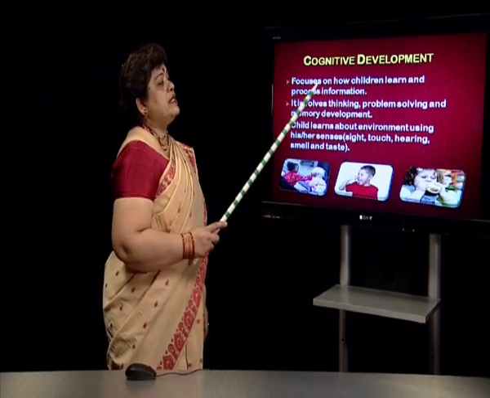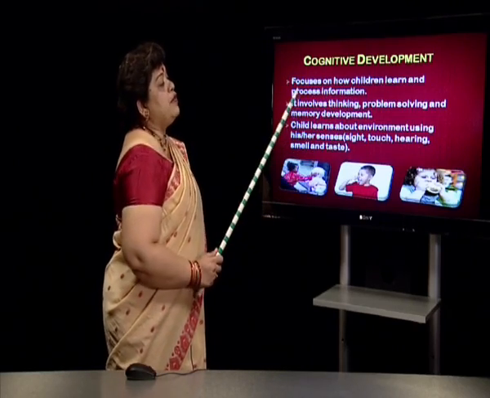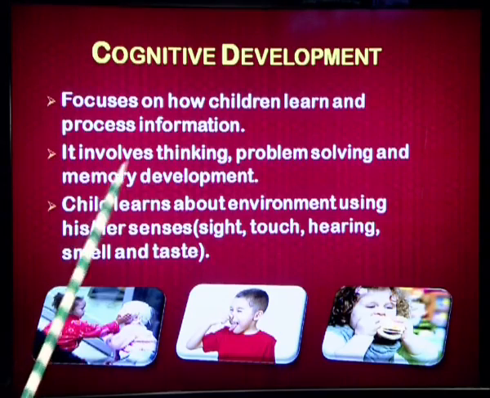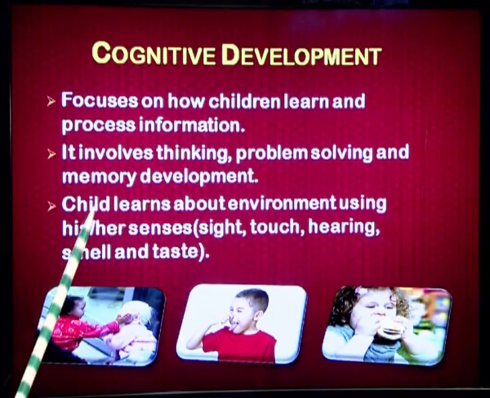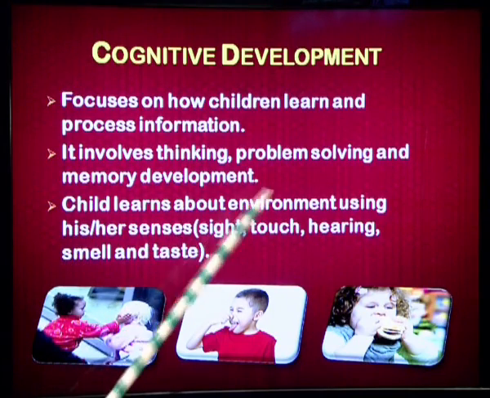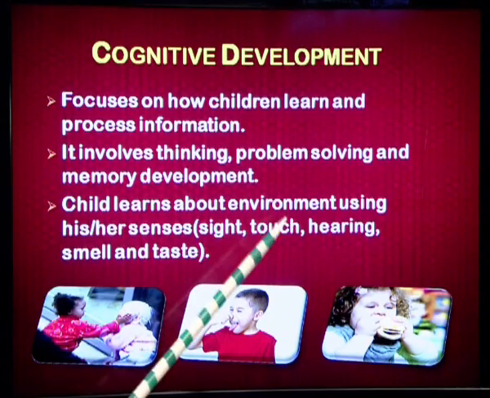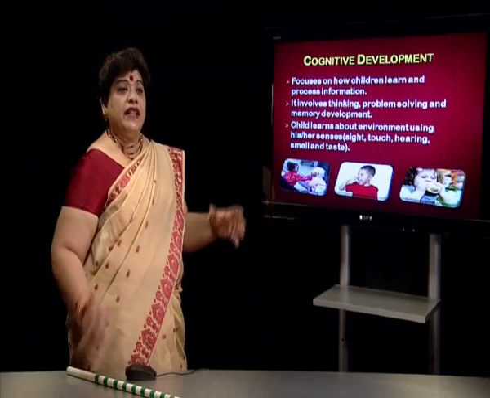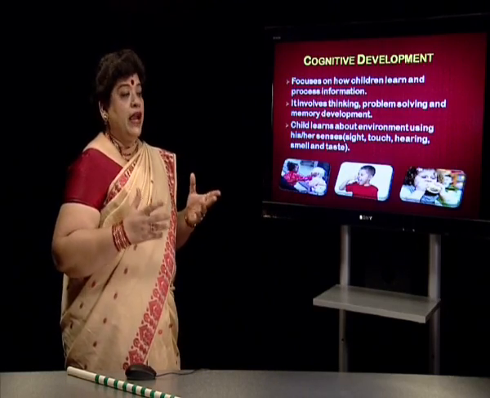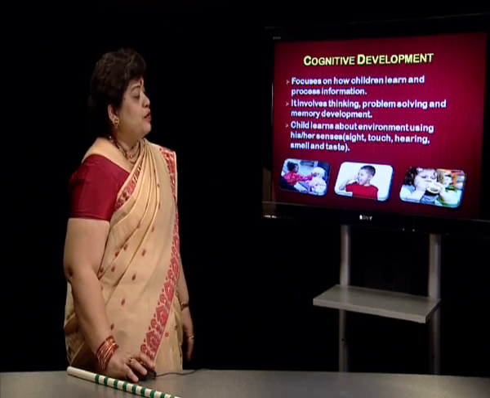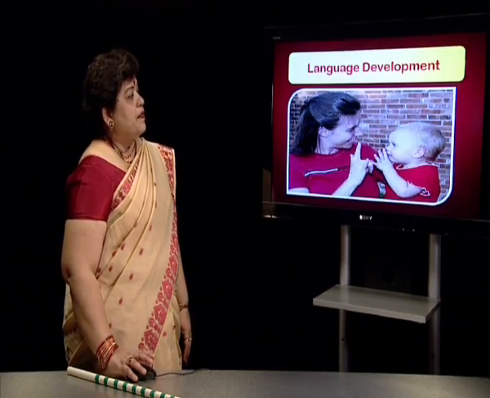Cognitive development focuses on how children learn and process information. It involves thinking, problem solving and memory development. The child learns about the environment using his or her senses. The 5 senses that the child uses are sight, touch, hearing, smell and taste. When all these senses function together, it allows the child to use his or her brain and find solutions to his own problems and situations.